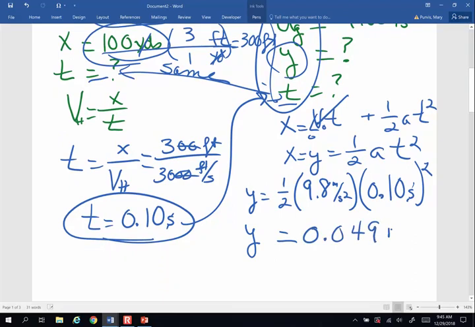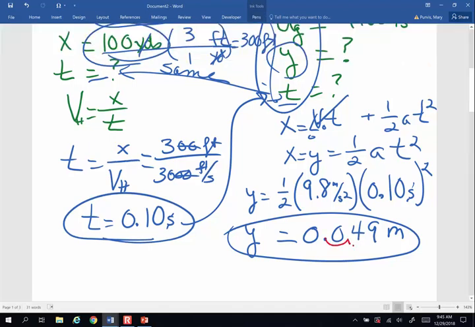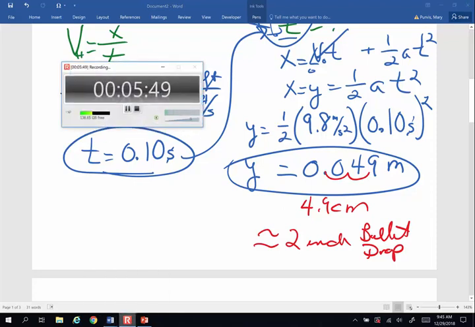And when I do the math on that, I get an answer of 0.049 meters. Well, in my brain, that doesn't make any sense. I don't have any sense of what that is, so let's do some conversions. If I convert that into centimeters, that is 4.9 centimeters, and there's about 2.5 centimeters per inch, so that's just about a 2-inch bullet drop. Okay? All right. That is this one, and that will take us to the next one. See you later.